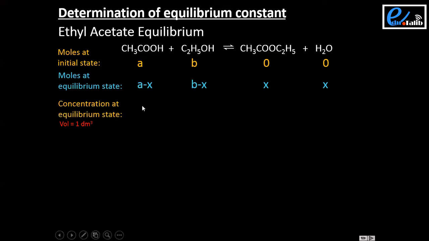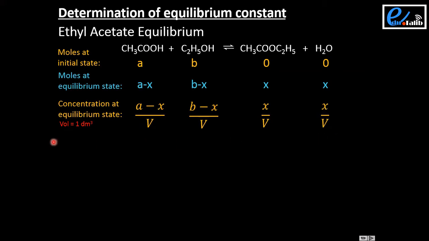So what is the concentration here? It is the moles divided by the volume. The moles are A minus X and the volume is V, so the concentration of acetic acid is A minus X over V. The concentration of ethyl alcohol at equilibrium is B minus X over V. For the ester it is X over V, and for the water it is X over V.